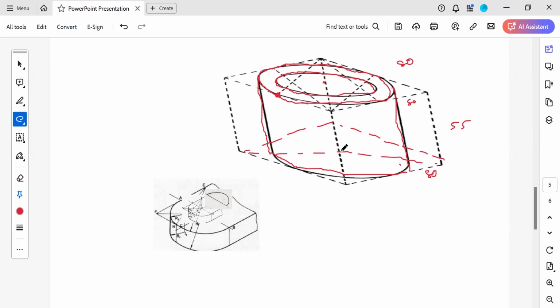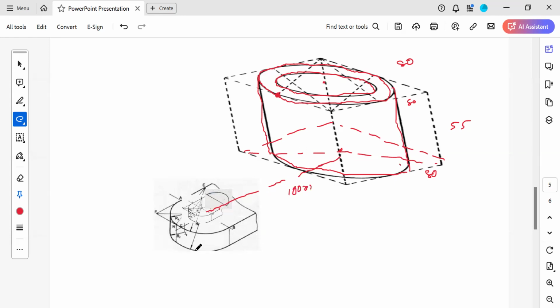So distance between centers is given. So this is a center. Somewhere here you will have one more center. That distance is given as 100. So at 100 we are trying to draw the different circles.